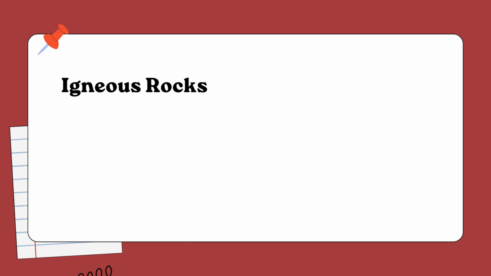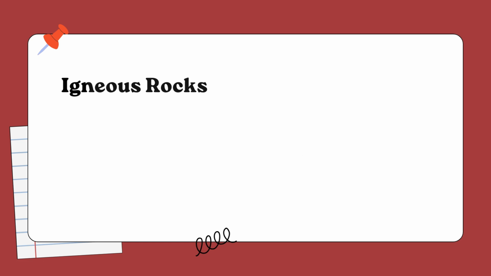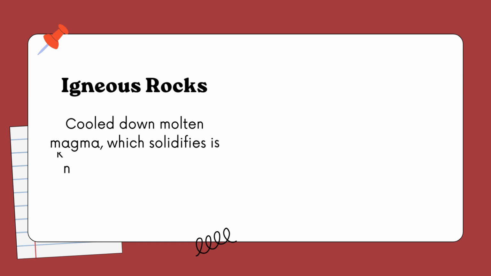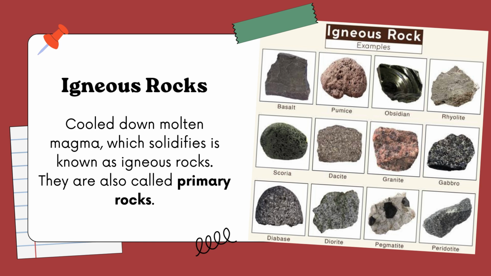Start with igneous rocks. What are these igneous rocks? You must have learned about volcano and how there's magma inside a volcano. So the molten magma, when it cools down, it solidifies and takes a formation. Those formations are known as rocks, and they are further known as igneous rocks. So igneous rocks are nothing but cooled down molten magma.